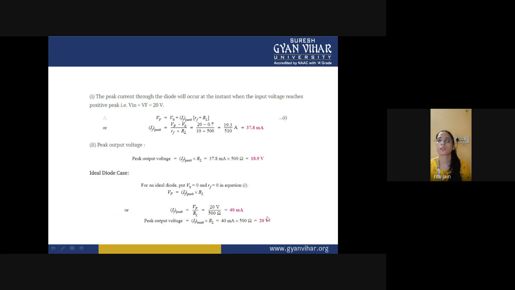So you can say that if you compare these two solutions, then you can see that in the practical case, the current which is flowing through the diode is less than the current in the ideal case, which is your 40 milliampere, and the peak output voltage, which is your 18.9 volt, is less than the peak output voltage in the ideal case, which is your 20 volt. So the voltage is also greater in this case.